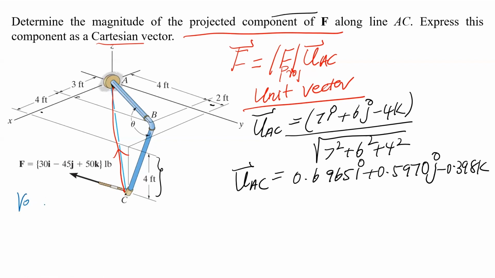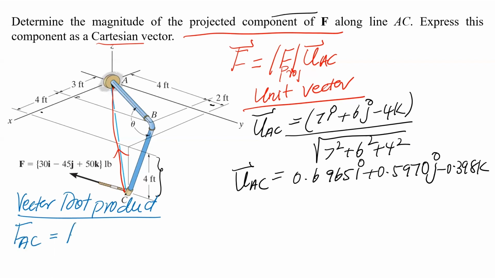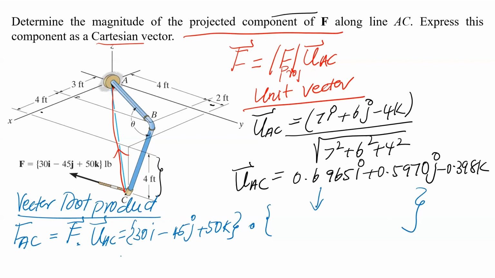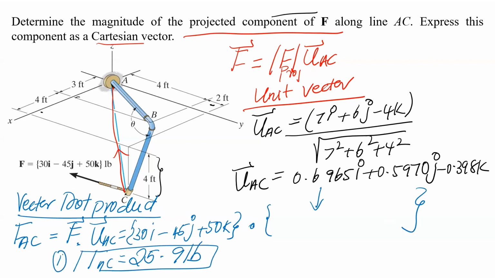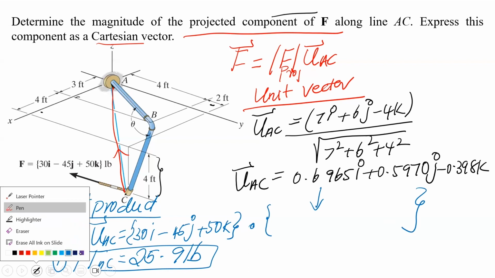So to get the projected component, I need the vector dot product. For getting the component along AC, I'm going to take the dot product of my vector F and the unit vector. My vector F is 30i minus 45j plus 50k, and my vector U_AC is whatever the terms you have over there. Then multiplying the x, y, and z coordinates, you will find your magnitude as 25.9 for your projected component. So that's my first question.